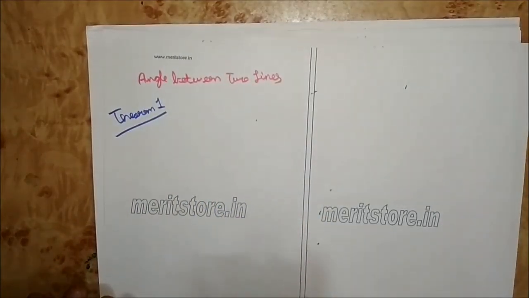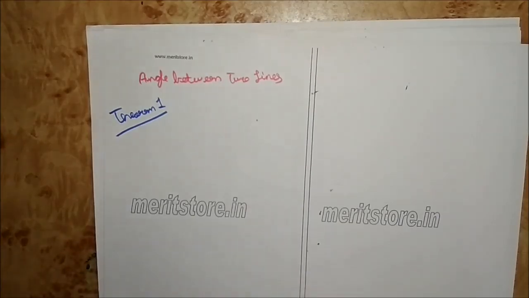The acute angle theta between two lines with directional cosines L1, M1, N1 and L2, M2, N2 is given by cos theta is equal to mod of L1 L2 plus M1 M2 plus N1 N2. I'll write it down for you guys.